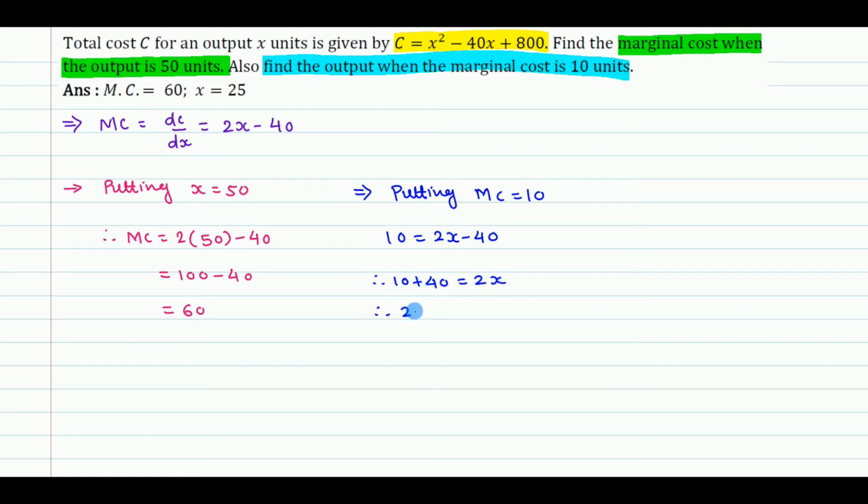Therefore, 2x is equal to 50. Therefore, x is equal to what? 50 by 2 is equal to 25 units. This is our answer.